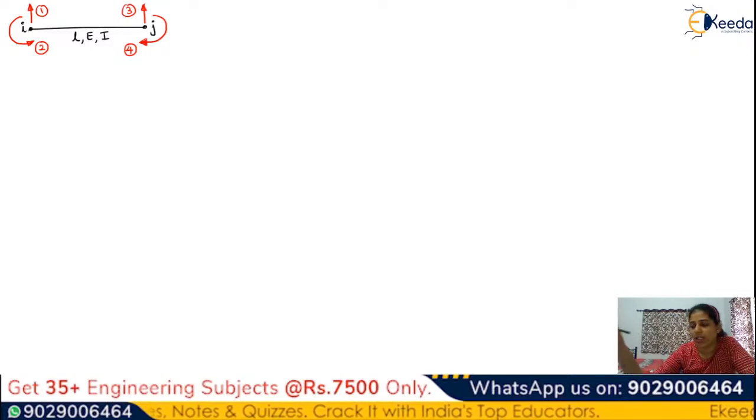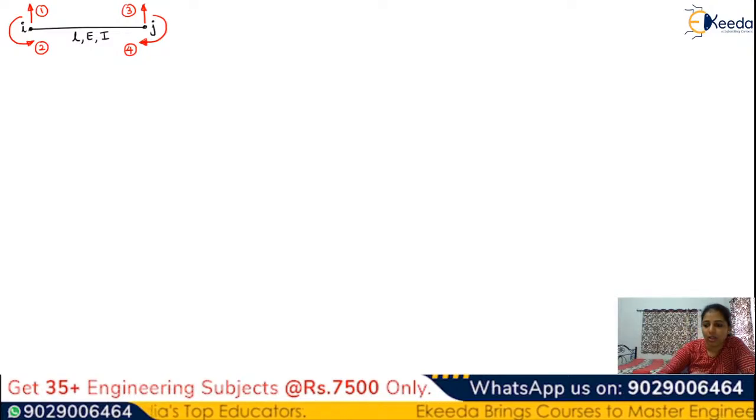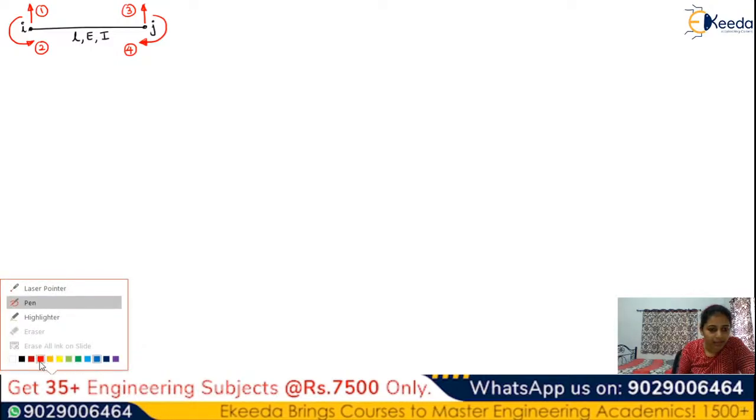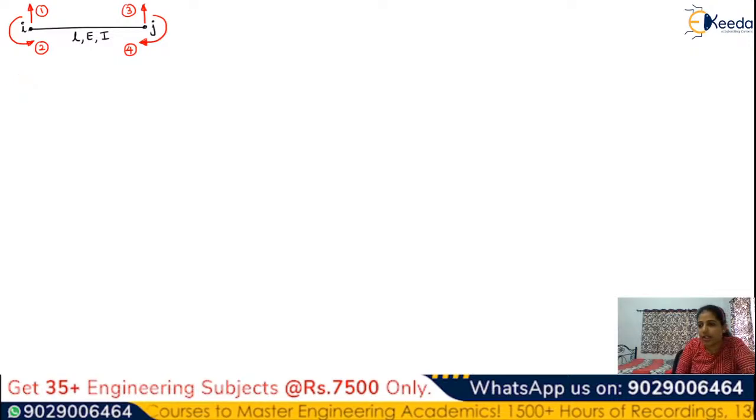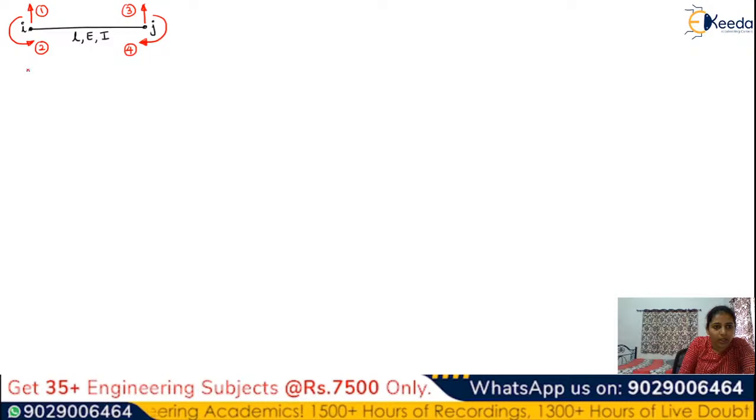Now you tell me how many coordinates are there here. Total how many coordinates are given? Anyone who wants to reply? Yes, so there are totally 4 coordinates given. If you observe, the naming is given as 1, 2, 3, 4. So the degrees of freedom will be 4, and your stiffness matrix will be of the order 4 into 4.